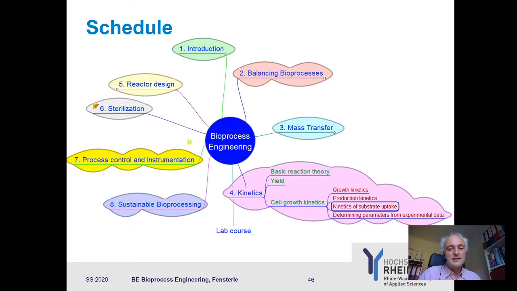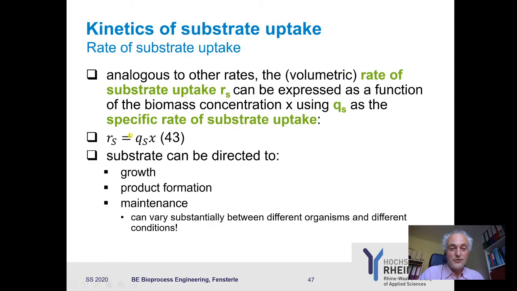We come to the kinetics of substrate uptake. You will believe it. The general equation of the substrate uptake will look very much the same as the others. And we have Rs is equal to the specific rate of substrate uptake fold the biomass concentration. And of course, this is always true. And of course, this is analogous to the volumetric rate of product formation and the volumetric rate of biomass formation. So this is the same.